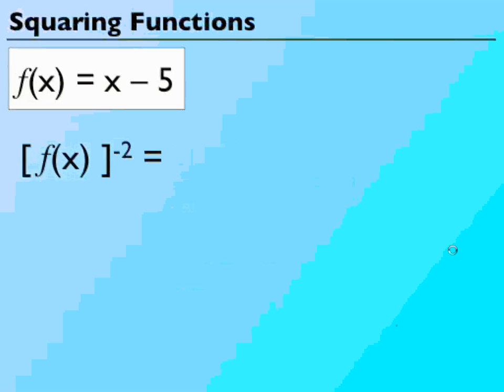Okay, now this one's a little tricky. F of x to the negative second power. So this means x minus 5 to the negative second power. So one of our rules of exponents, and you probably saw this at some point in Algebra 1. We'll get back to it in a little bit in Algebra 2. But for right now, we just need to know about negative.